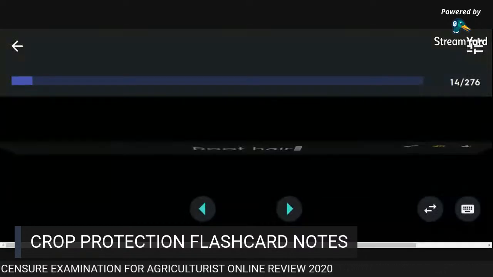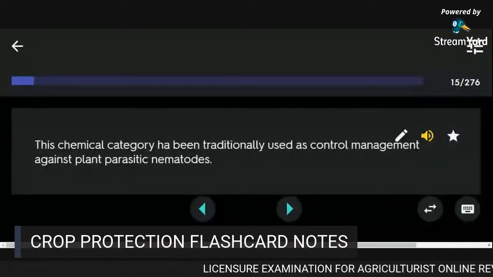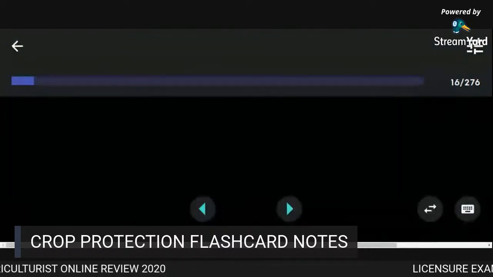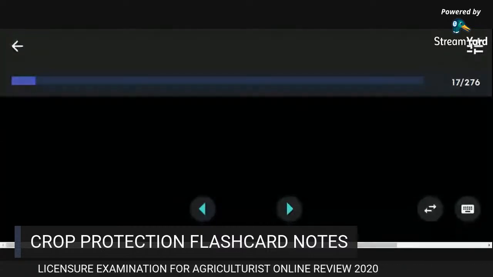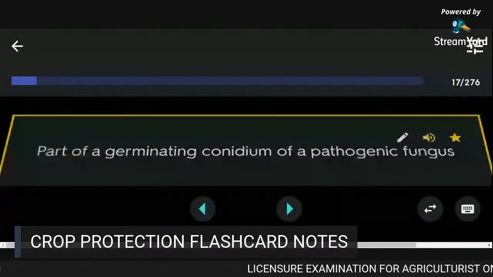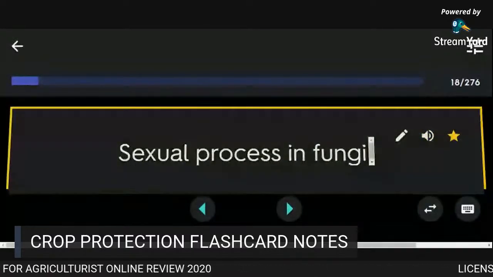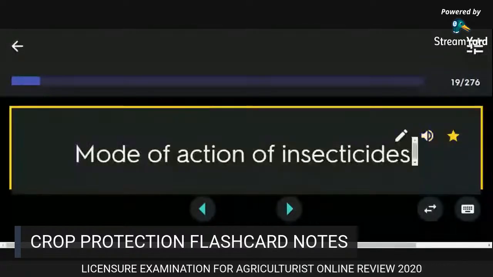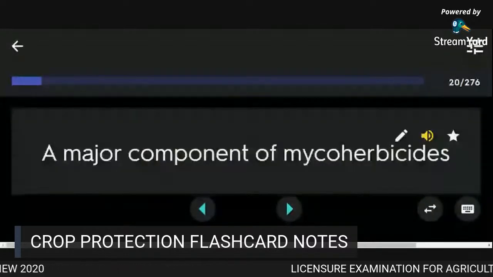This is the most preferred site for root penetration of the infective stage of Meloidogyne spp.: root hair. This chemical category has been traditionally used as control management against plant parasitic nematodes: carbamate. A wing type commonly found in the order Orthoptera: tegmina. Part of a germinating conidium of a pathogenic fungus: germ tube, appressorium, infection peg. Sexual process in fungi: plasmogamy, karyogamy, meiosis. Mode of action of insecticides: neurotoxicants. A major component of mycoherbicides: fungal spores.